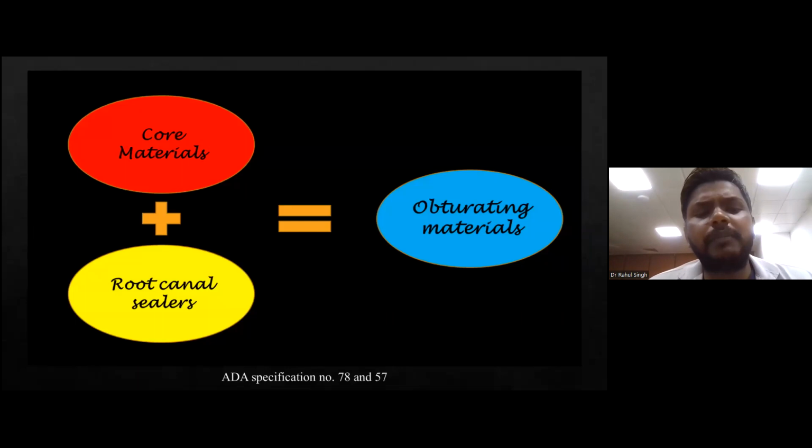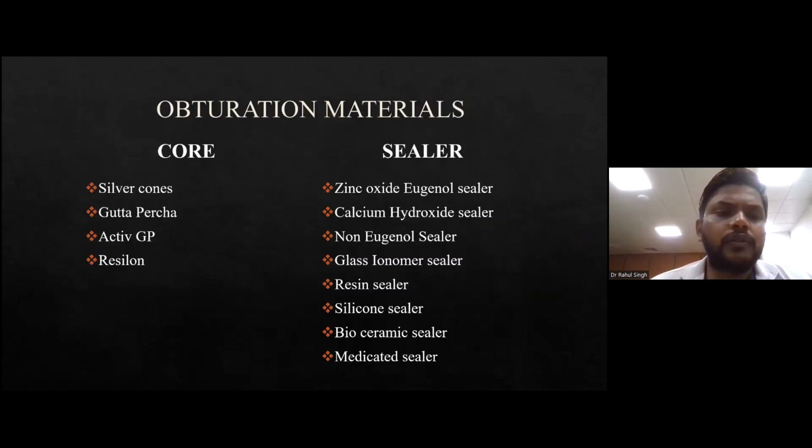Core materials plus your root canal sealers, all this combines and forms your obturation materials. We will study this one by one, both the core material as well as the root canal sealer. Historically, core materials have included silver cones also. Gutta-percha is our present and most common mode of obturation. Active GP and Resilon we will also study, and a variety of sealers are also used. So we will study these one by one.